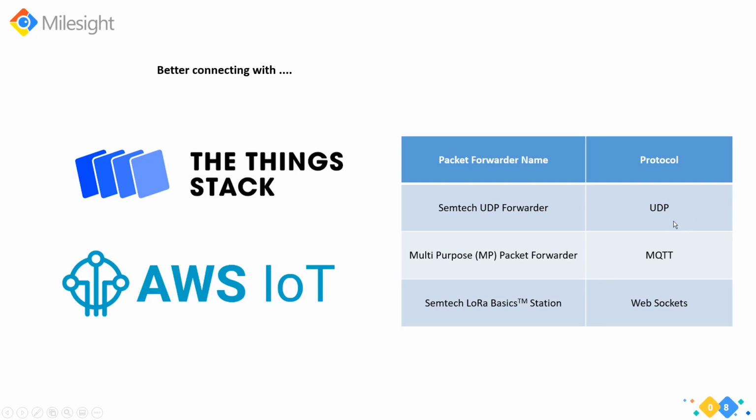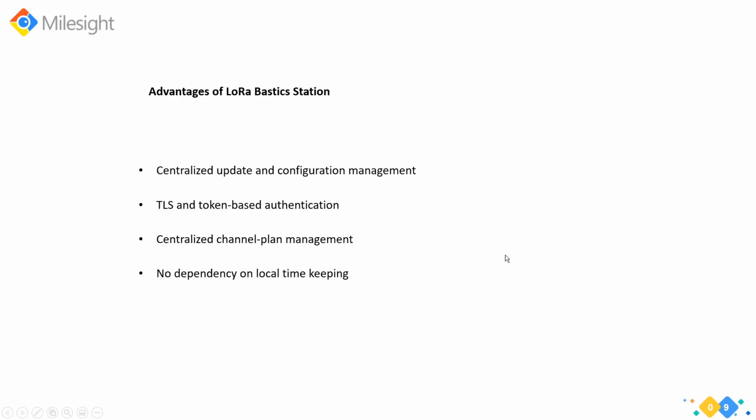The UDP forwarder is the most common among those three. Almost all gateway vendors have at least one variant model that supports the Semtech UDP forwarder. But here are some advantages of LoRaWAN Basic Station over the legacy UDP packet forwarder, such as centralized update and configuration management. If you want to change the firmware of the gateway, or even the IP settings of the gateway, you can easily manage all of them in that one component, through the LoRa Basic Station software. Also you can get static and dynamic authentication through TLS and token-based authentication settings.